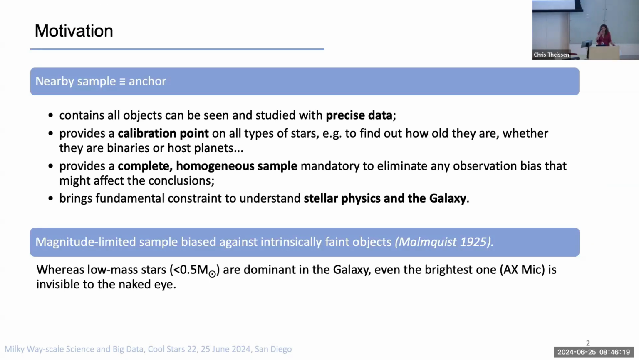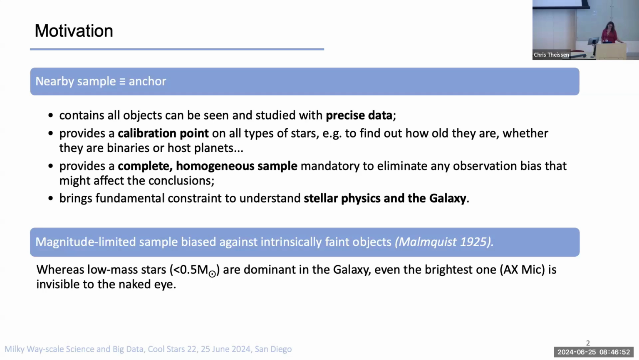Why do we want to have a nearby sample? It's because it serves as an anchor. It contains all objects that can be seen and studied with the best precise data. It provides a calibration point on all types of stars. It provides also a complete and homogeneous sample, which is mandatory to eliminate any observation bias. And it brings fundamental constraints that can be used to understand more globally stellar physics and the Milky Way.